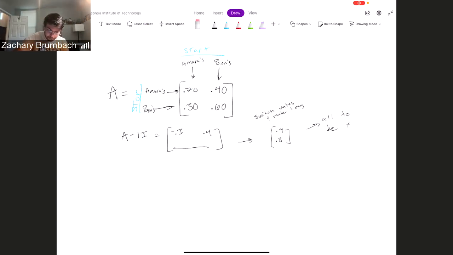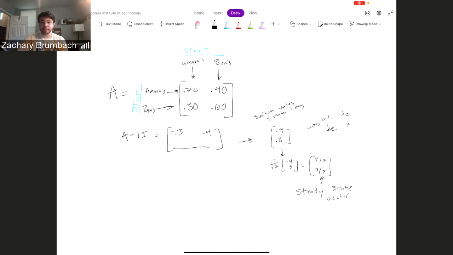That's just a little note. So this is our steady state, but we have to normalize it first. What I mean by normalize is we have to make sure that the columns add to 1. Right now they add to 0.7, okay? So we multiply the vector by 1 over whatever they add to right now, and this gives us 4/7, 3/7. This is our steady state vector.